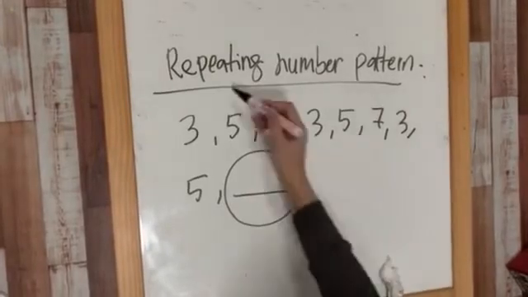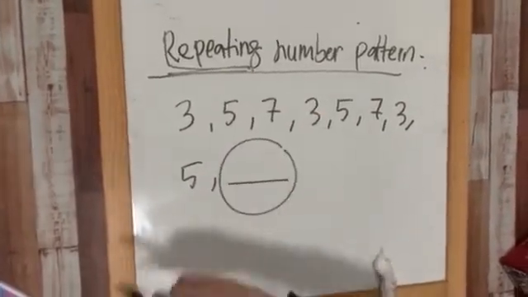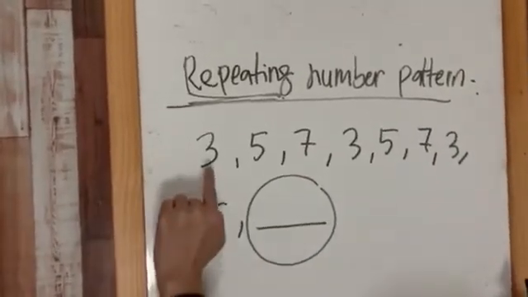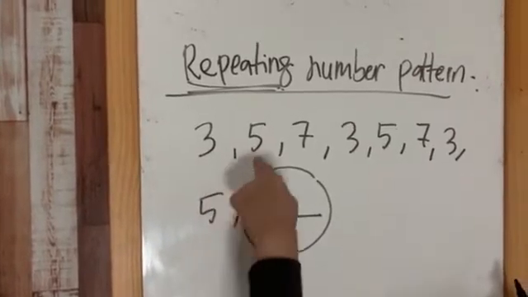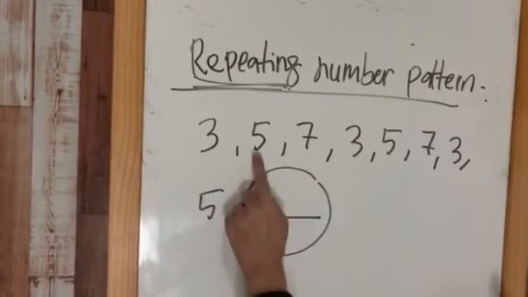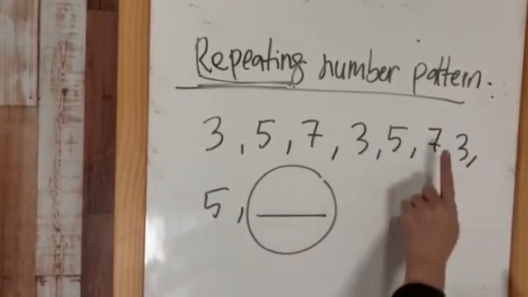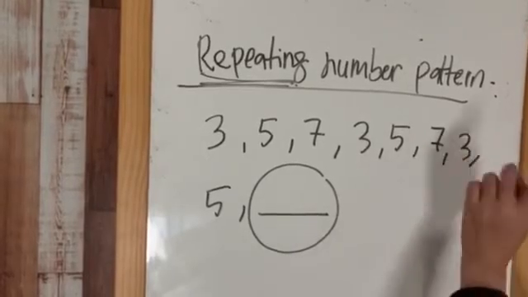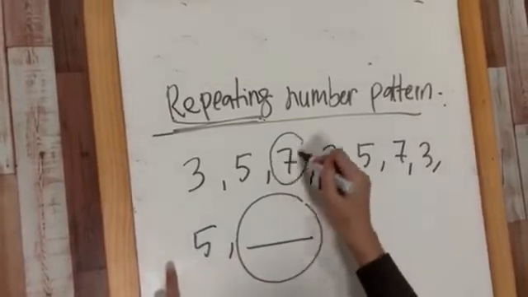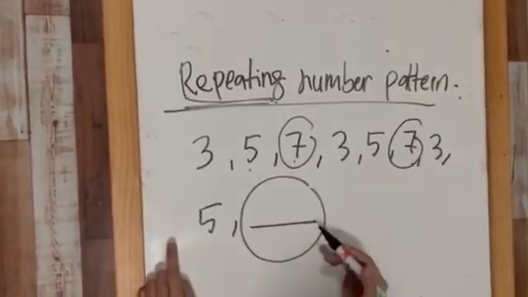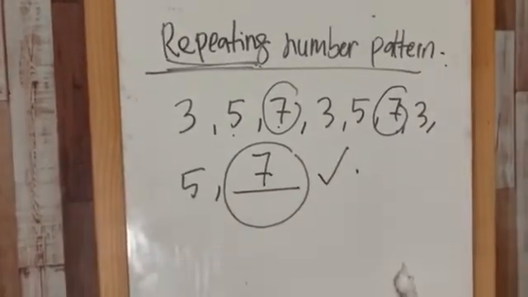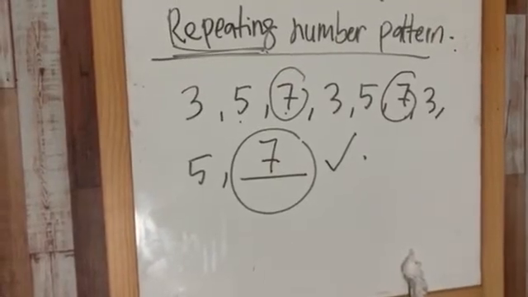When we say repeating, it means it repeats the same numbers again and again, according to the pattern. As you can see here, after number 3 is 5, after number 5 is 7, and then it repeats again. After number 7 comes 3, after 3 comes 5. After number 5, it is 7. So automatically the number will be 7. Repeating number pattern.